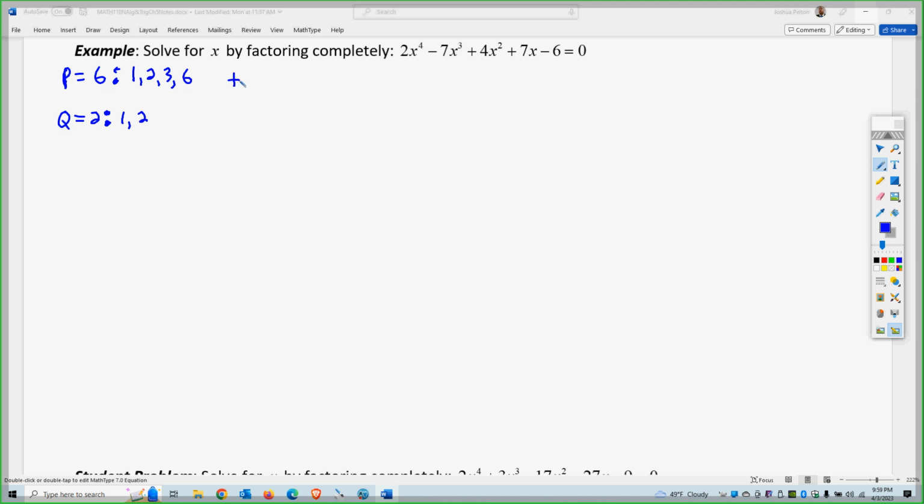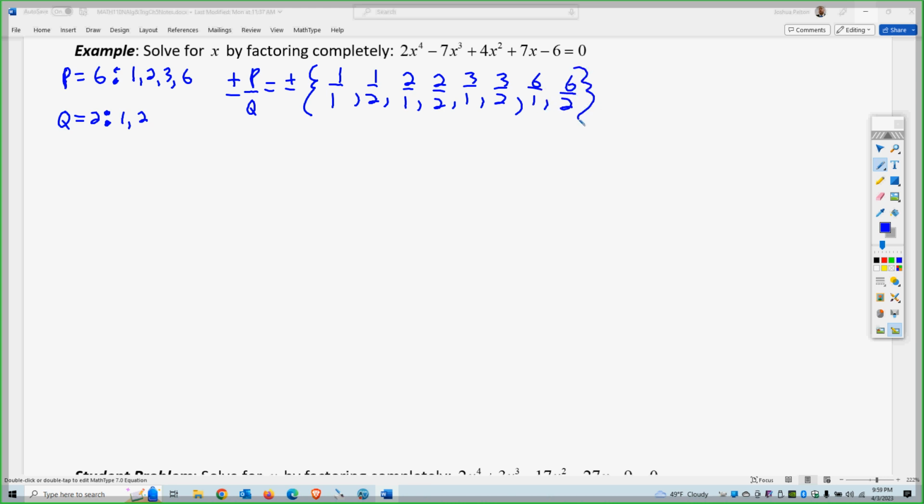Okay, so the possibility list of all the zeros is P over Q, plus or minus. So 1 over 1, 1 over 2, 2 over 1, 2 over 2, 3 over 1, 3 over 2, 6 over 1, 6 over 2. That's my list of possible values, and I can do positives or negatives in either one of these cases. The smaller numbers are more likely to be the answers. The higher ones are less likely probability-wise. So 6 is the least likely answer, and 1/2 is one of the more likely answers.